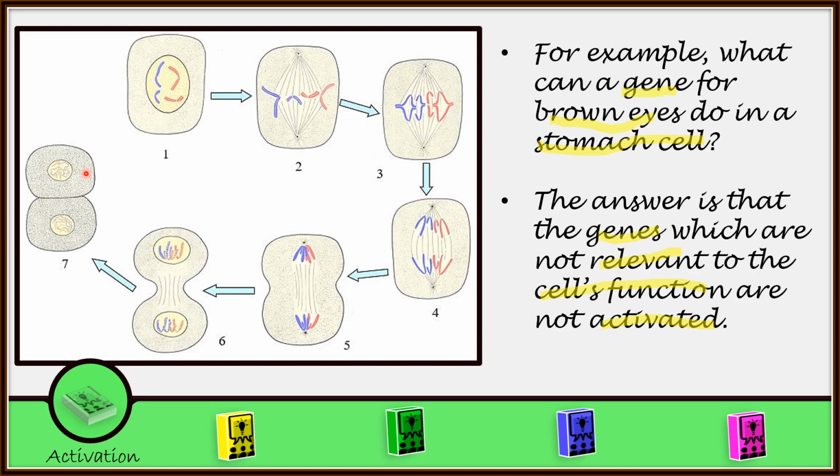Now, if the cells go into the eye, they will be the same as the cells in the stomach, but only the genes that are relevant for the activities of the cells of the eye will be activated. Those responsible for the activities of the stomach will not be activated in the eye.